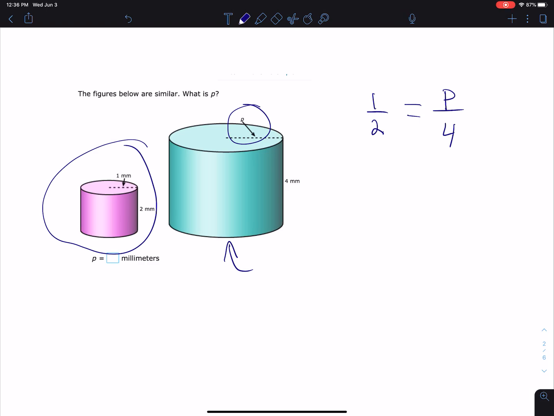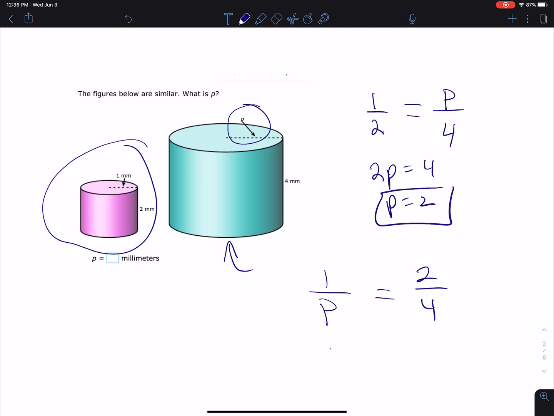So as I cross multiply here to solve, this would give me 2p equals 4. So then p would be 2. Okay. Now another way I could have compared is I could have said radius is to radius. So I could have said 1 is to p as height is to height. And still, I'll get the same answer. 2p is 4, so p is 2. What you need is just consistency on how you choose to set up your fraction.